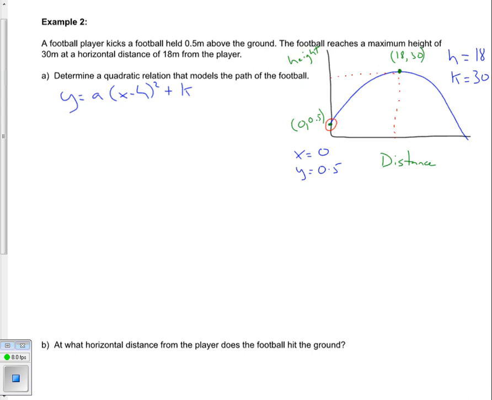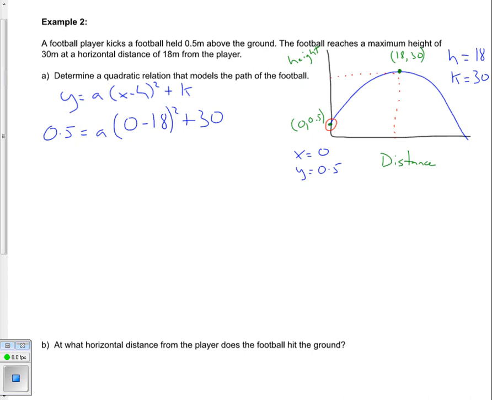So those 4 pieces of information are really helpful to us because we can substitute those into the vertex form of the quadratic equation and use that to solve for a. Okay, and that's exactly what we're going to do. So I'm going to now substitute my known values into this equation. I know that y is equal to 0.5. I don't know what a is. I know that x is going to be 0. My h value is 18. And then my k value is positive 30.